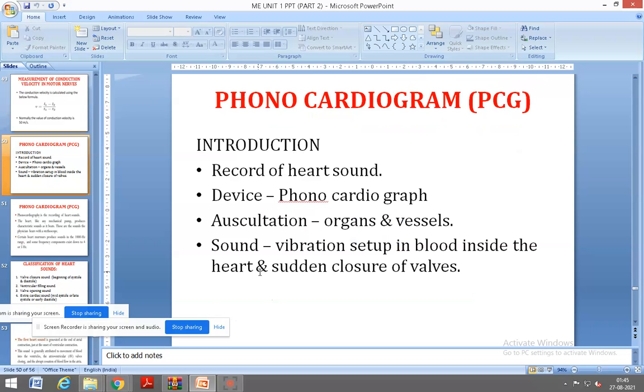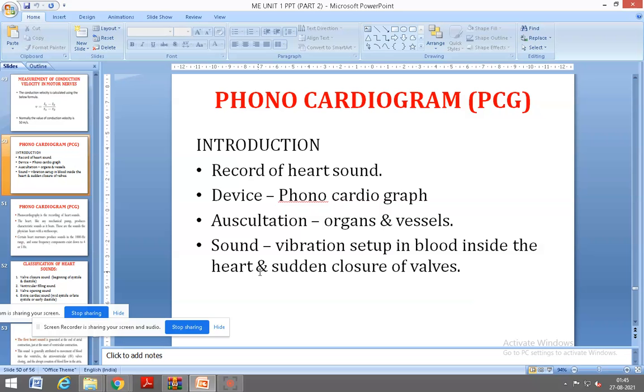Then phonocardiogram. So phonocardiogram is used for recording the heart sound. Okay, lap dap lap dap, that sound will be recorded using a phonocardiogram. So the device will be called a phonocardiograph. Then it is used for auscultation of organs and vessels, which is nothing but the sound created from the organs and vessels.